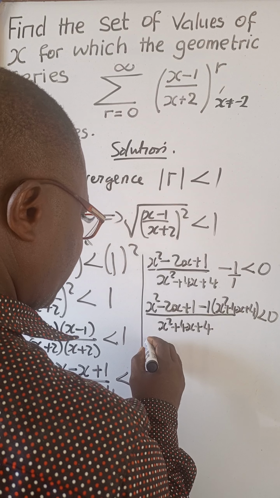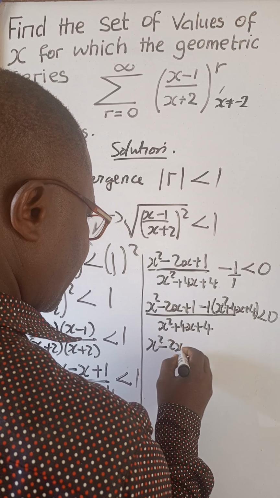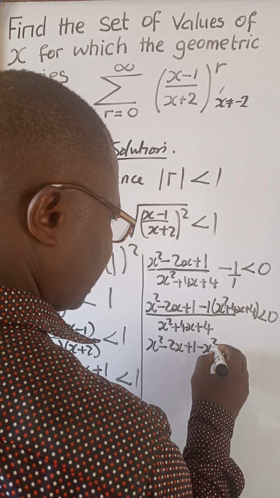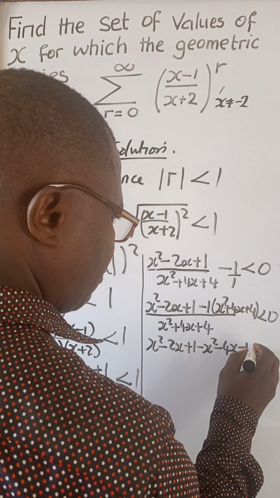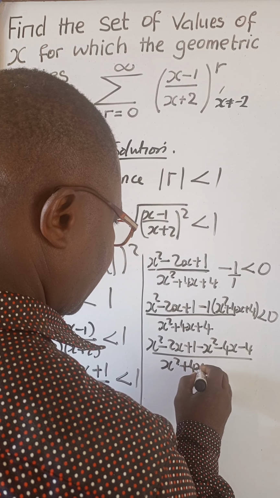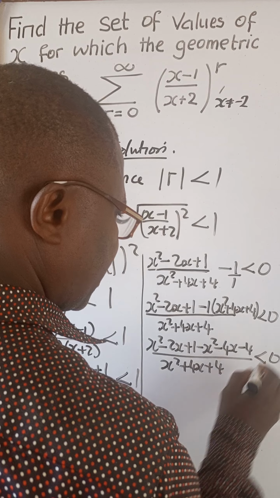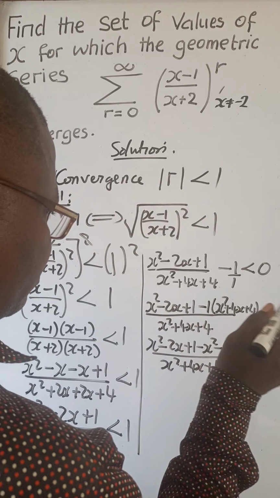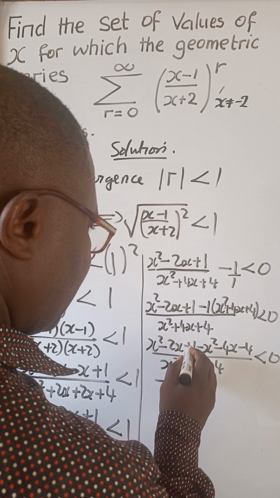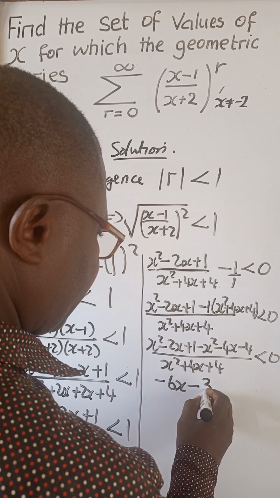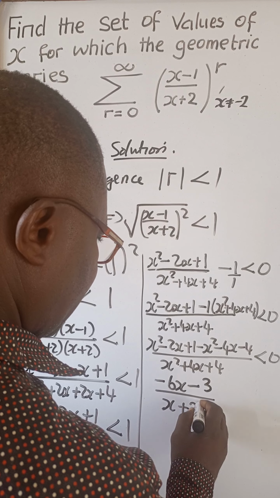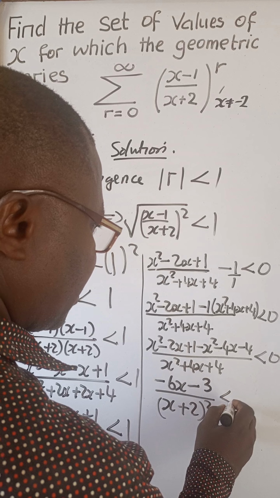Now open the parentheses: we have x squared minus 2x plus 1, negative 1 multiplied by x squared, negative x squared, negative 4x, negative 4, all over x squared plus 4x plus 4 less than 0. X squared minus x squared is 0, negative 2x minus 4x is negative 6x, 1 minus 4 is negative 3, all over. This down here, we can just write again as x plus 2 all squared, less than 0.